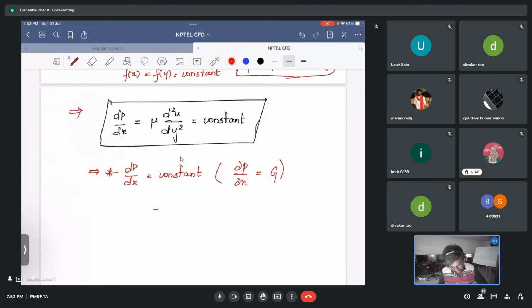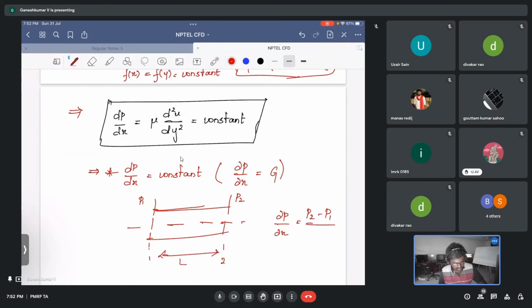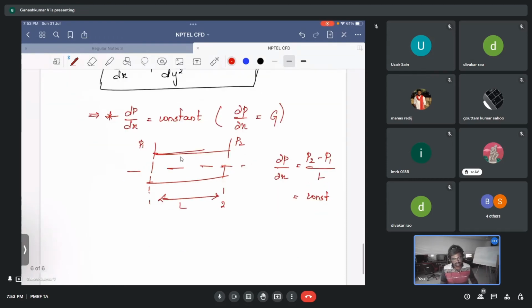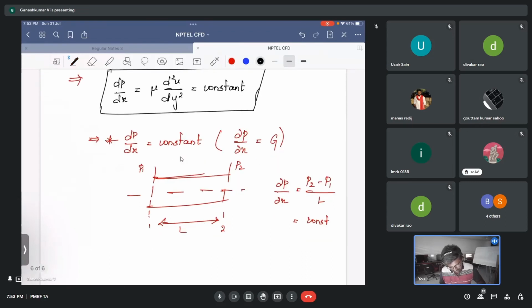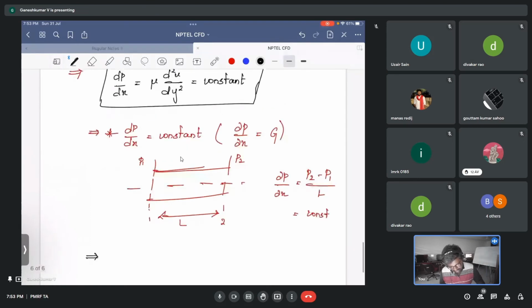So if you have a setup we are solving for, this is terminal 1 and this is terminal 2, let's say. Here we have P1, here we have P2. So the pressure gradient is simply P2 minus P1 divided by this length. So pressure, along x, will vary, but the pressure gradient remains constant. So that is what it tells. So if it is a constant, then it is more easy to solve, right?